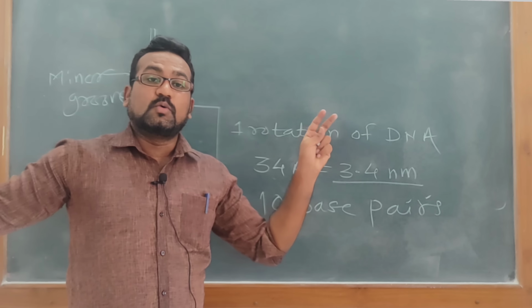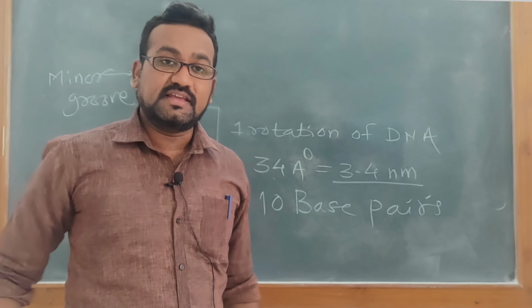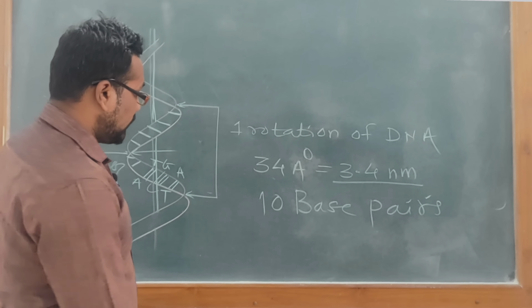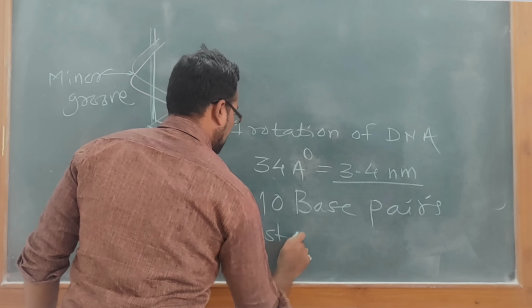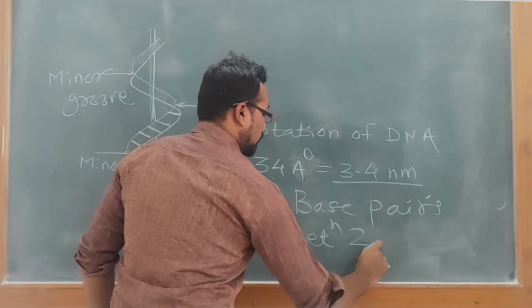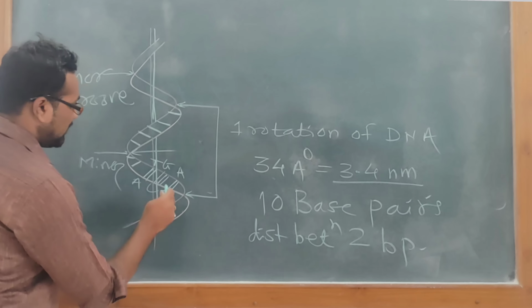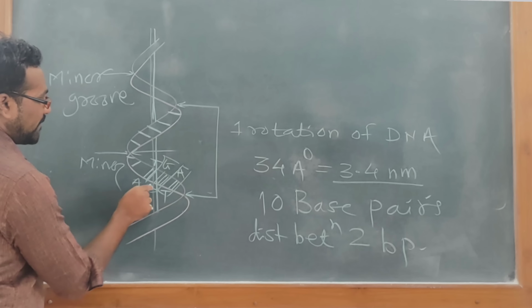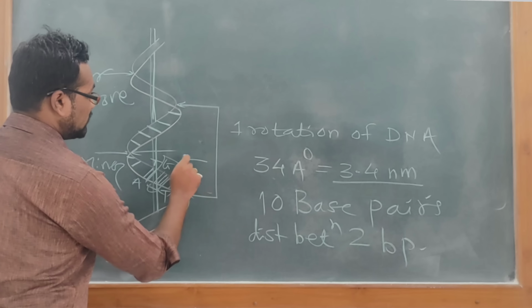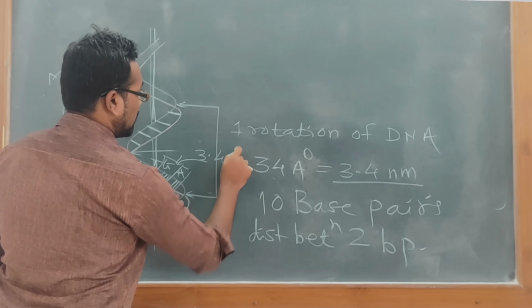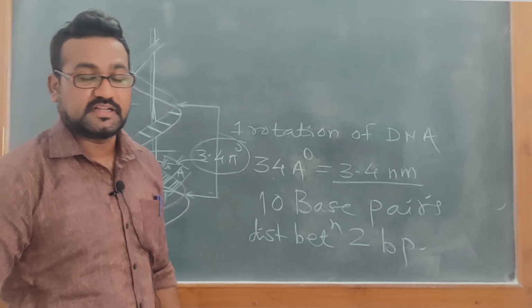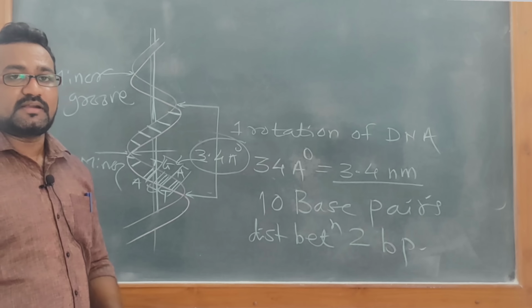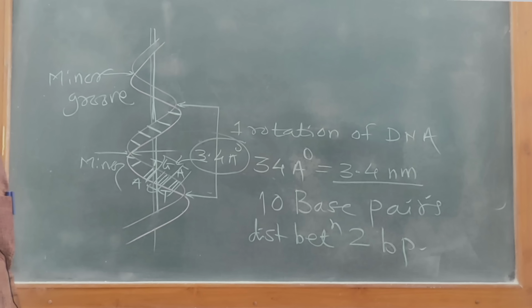There may be 1 million base pairs present in DNA, but in one rotation there should be 10 base pairs. Means what? Distance between two base pairs means what? This is one base pair and this is another base pair. Distance between these two base pairs is 3.4 Angstrom. Remember this, distance between two base pairs is 3.4 Angstrom. I don't think this is very difficult to remember. Whatever I am telling you is a very important concept here.